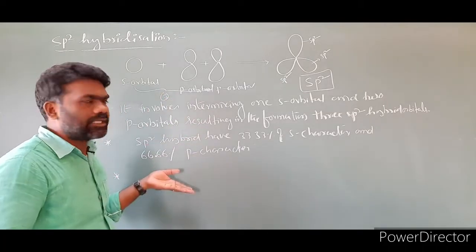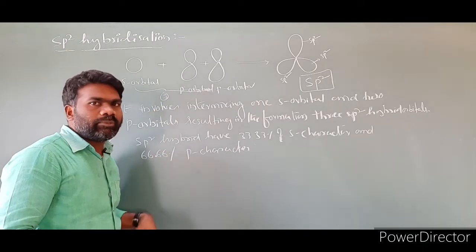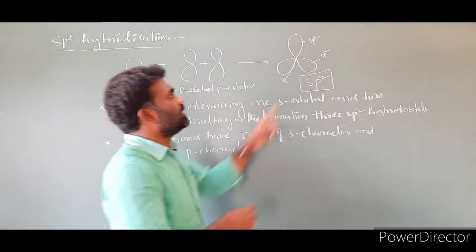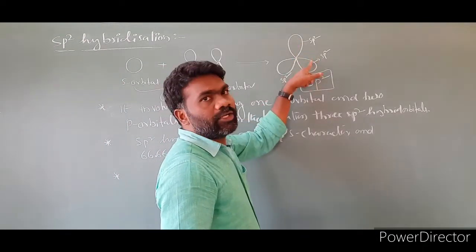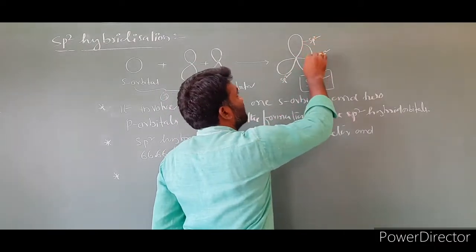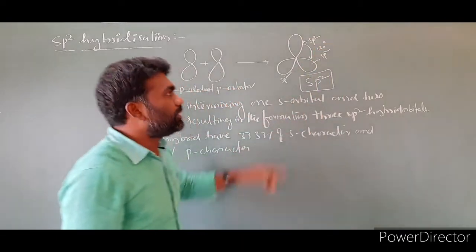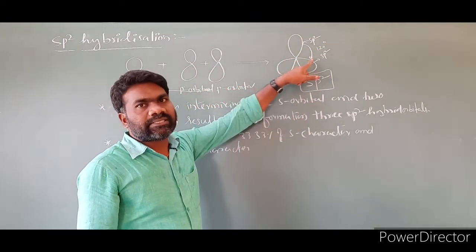So that these points are common for every hybridization. So this is the first point. This is the second point. Third point is what? Bond angle. Bond angle in the sense the angle between any two hybrid orbitals. In this case, this bond angle is 120 degrees. The bond angle between any two hybrid orbitals is 120 degrees.